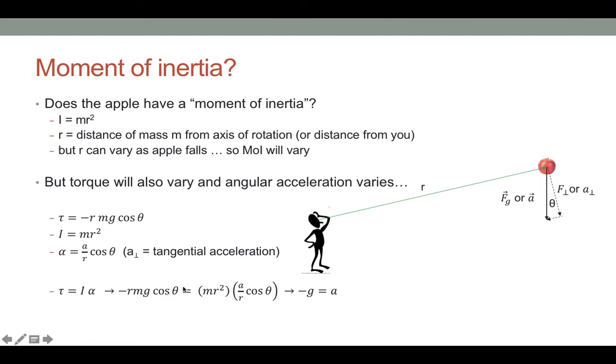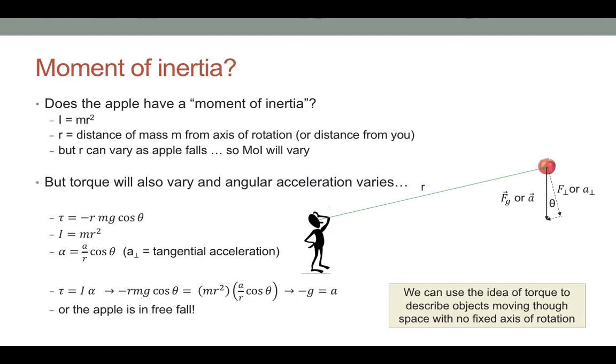And then we will note that the cosines are on both sides. They cancel out. One of these r's cancels that r. The other r cancels that r. This m cancels that m. So everything on this side of the equation is gone except the minus sign and the g. Everything on this side of the equation is gone except this a. So therefore we get the unsurprising result that the acceleration is simply minus g, or indeed the apple is indeed in free fall.